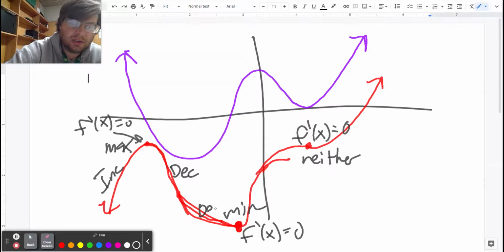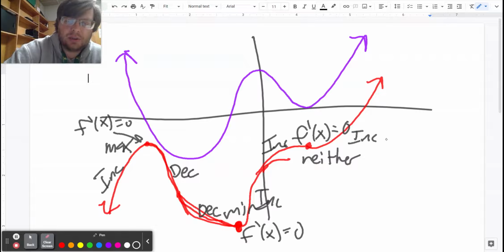Similarly, we had decreasing before and increasing after. That would be a minimum. But it is neither when you have increasing before and increasing after. Or, of course, you could have decreasing before and decreasing after. And those are called stationary points. Okay? So what we talked about here was starting with a derivative and working backwards to get a possible sketch of what the graph could look like.